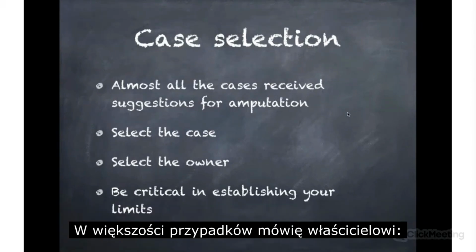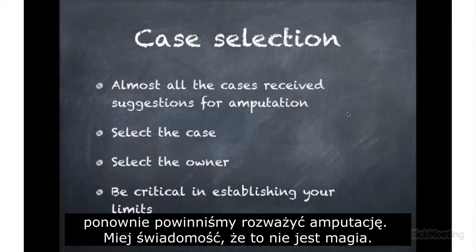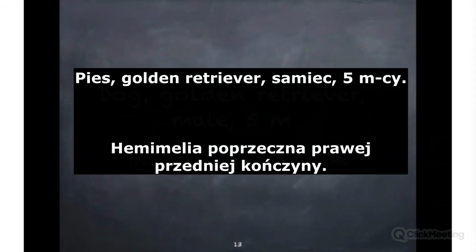So in most cases, what I tell the owner is, please consider that if we fail with the reconstructive procedure, we should consider amputation again. So it's not something that you can manage like a magic procedure. This is not magic, okay? So please be aware of this.